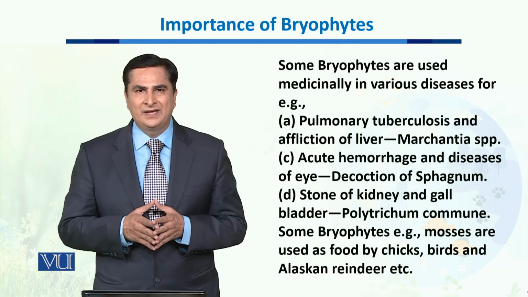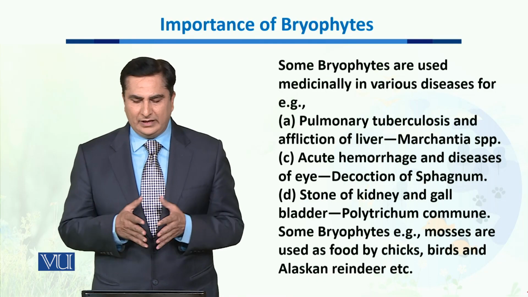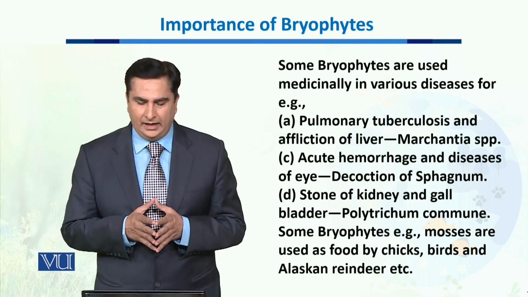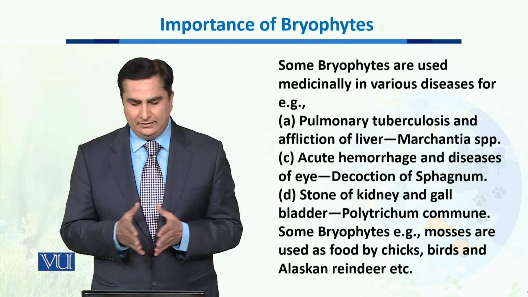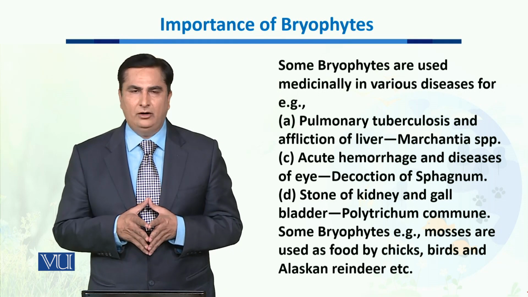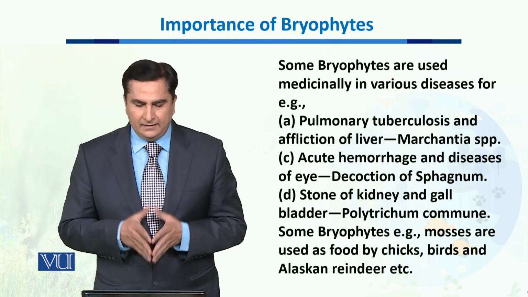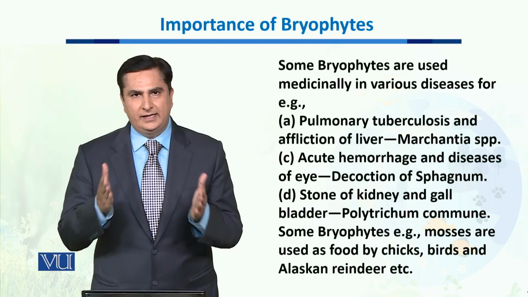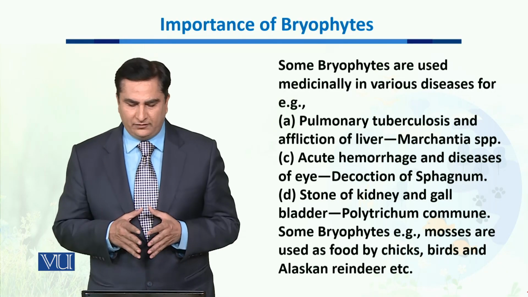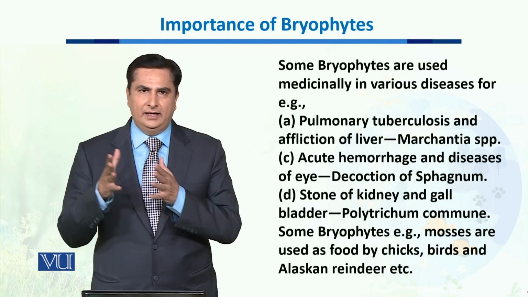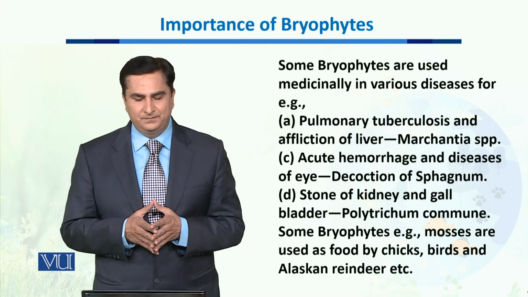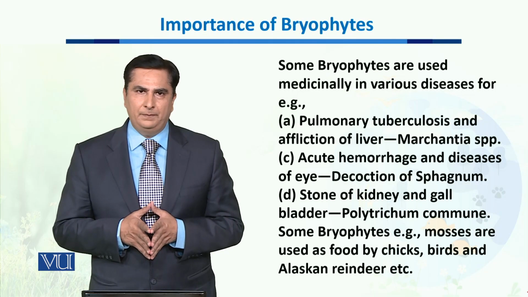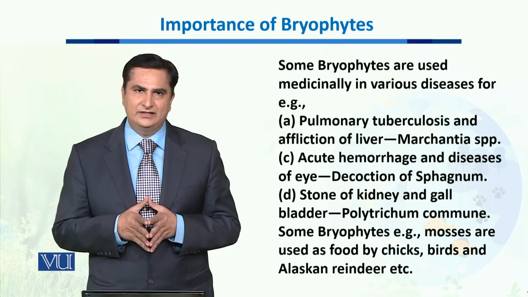Then we have other diseases like acute hemorrhage and diseases of the eye. For this, we have another type of bryophyte called decoction of Sphagnum. Then, in order to treat stones of the kidney and stones of the gallbladder, we have another type of bryophyte known as Polytrichum commune. They are very effective in treating these diseases.